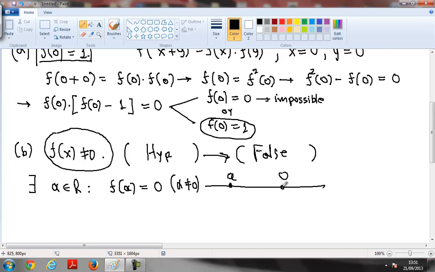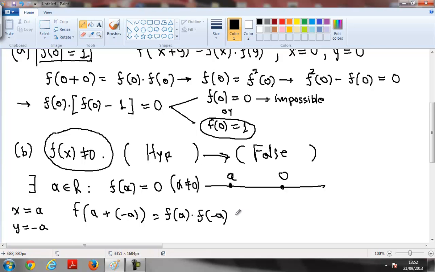Okay, now if we take f of a plus minus a, so in the relation f of x plus y equals f of x times f of y, I substitute x equals a and y equals minus a. So I have f of a plus minus a equals f of a times f of minus a. Now, a plus minus a is 0, so f of 0 equals f of a times f of minus a.